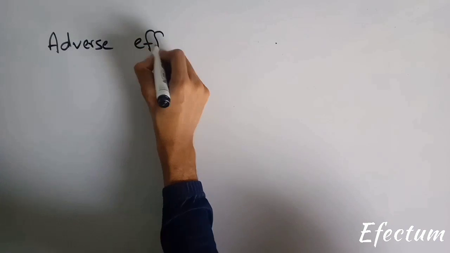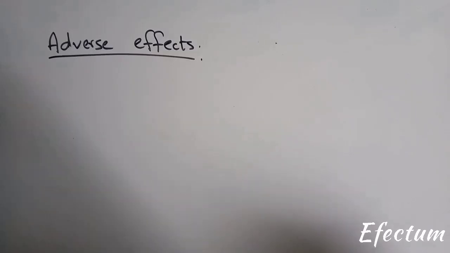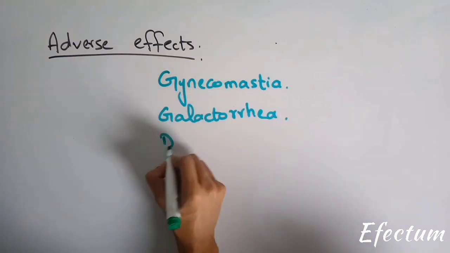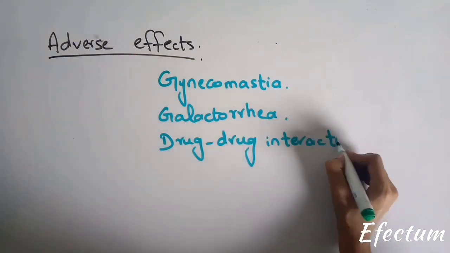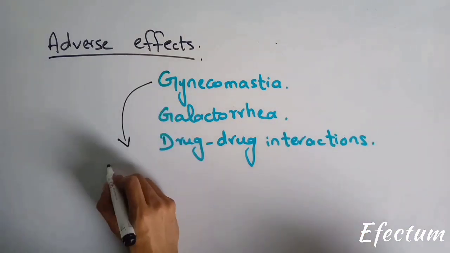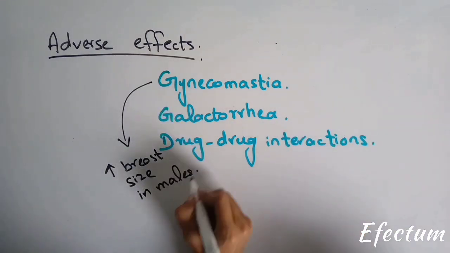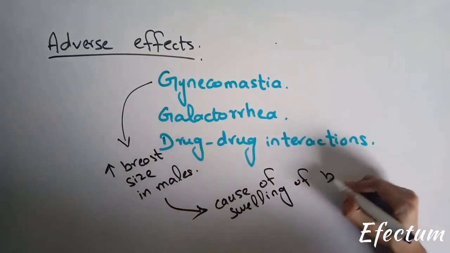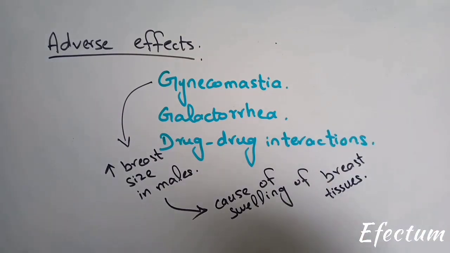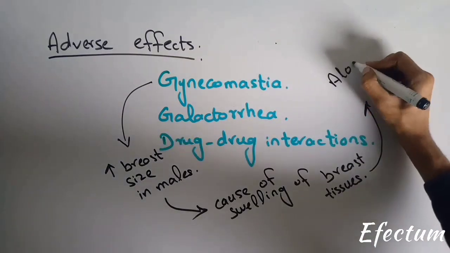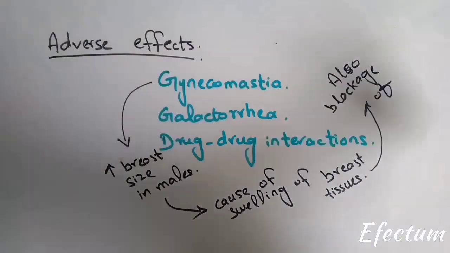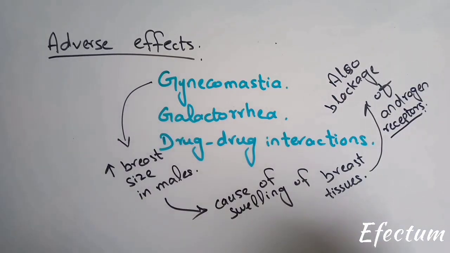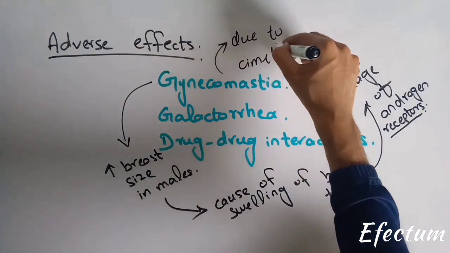Now we have to discuss the adverse effects of this class. First of all we have gynecomastia, then galactorrhea, and number 3 is drug-drug interactions. Gynecomastia is an increase in breast size in males due to swelling of the breast tissues. Why does it happen? It happens because androgens are blocked. So cimetidine causes gynecomastia, and cimetidine acts as an anti-androgen.